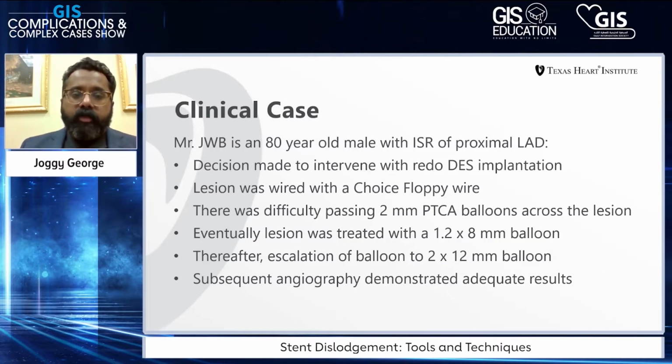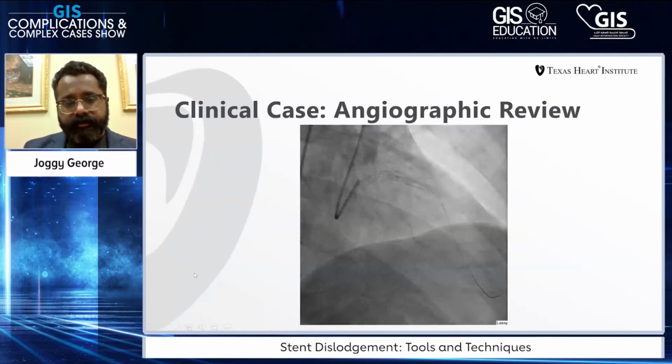So the lesion was wired with the Choice Floppy wire, which at our institution is our workhorse wire. The initial attempts to balloon this lesion had some difficulty, as the first balloon that was used would not cross the lesion. A smaller 1.2 millimeter by 8 millimeter balloon was then used with good results. Thereafter, the balloon was escalated to a 2 millimeter by 12 millimeter balloon, which was able to cross the lesion without difficulty. The angiography thereafter demonstrated adequate results.